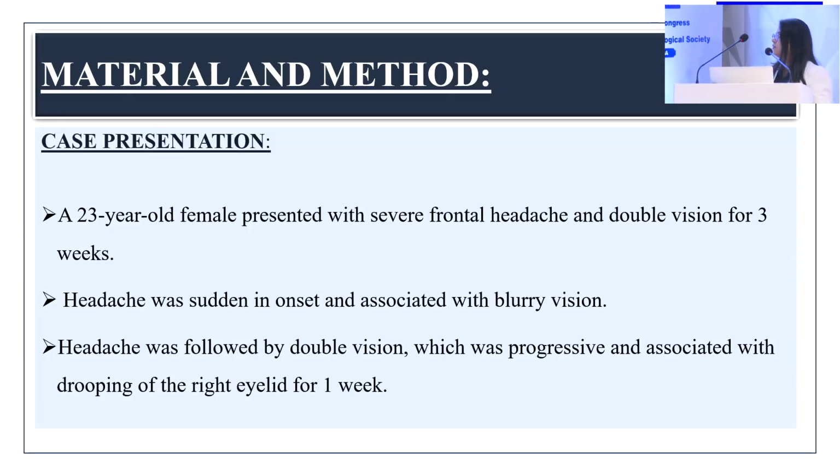So coming to the case, a 23-year-old female presented with severe frontal headache with double vision for 3 weeks. The headache was sudden in onset and associated with blurry vision. The headache was followed by double vision, which was progressive and associated with drooping of the right eyelid for 1 week.